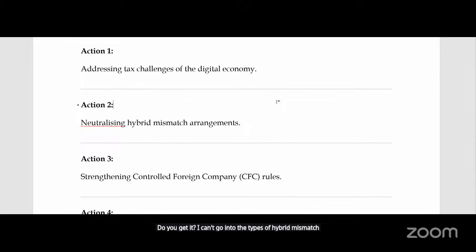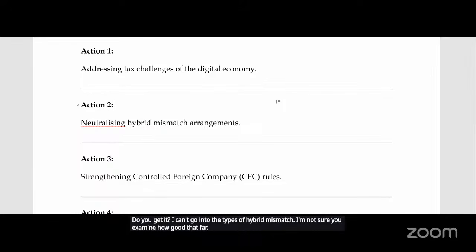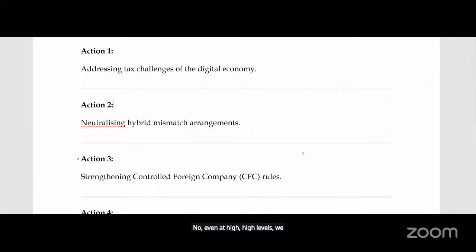I'm not sure your examiner will go that far. If he goes that far, then he's wicked. No, even at high levels, we don't go that deep, but at least you understand what it means, right?